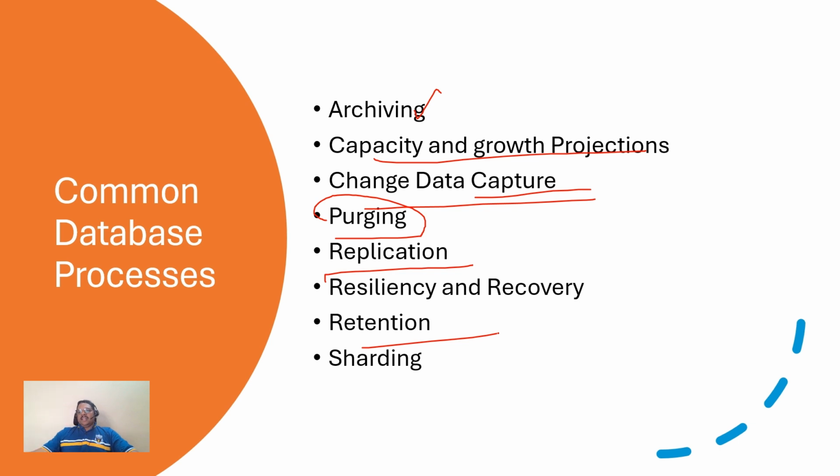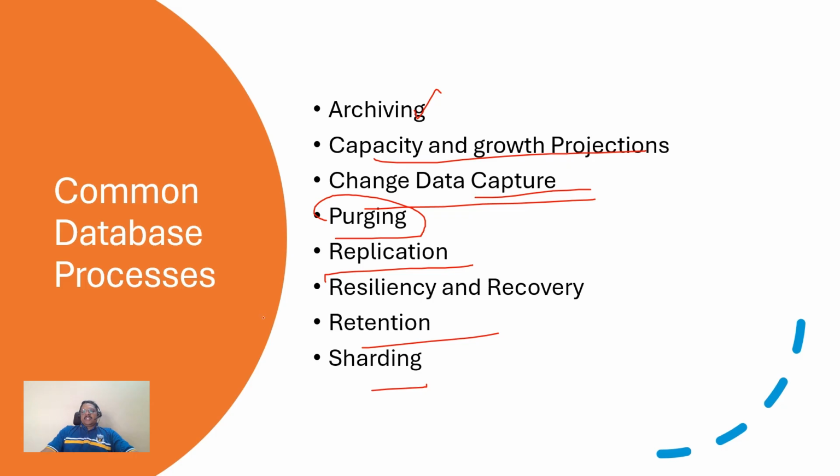Then finally, we have sharding. What is that? Sharding is a technique of splitting a database into smaller manageable pieces to improve scalability and performance. The data supporting high transaction loads very efficiently using this technique. That's sharding. So we have archiving, capacity and growth projection, change data capture, purging, replication, resiliency and recovery, retention, and sharding.